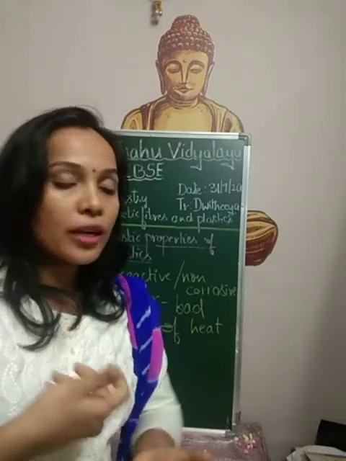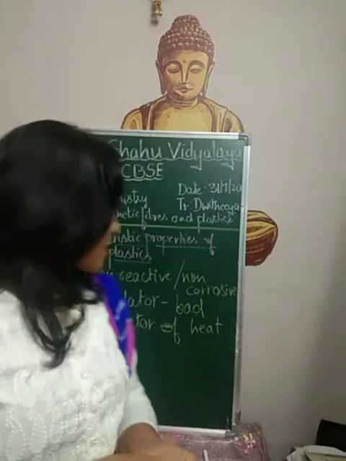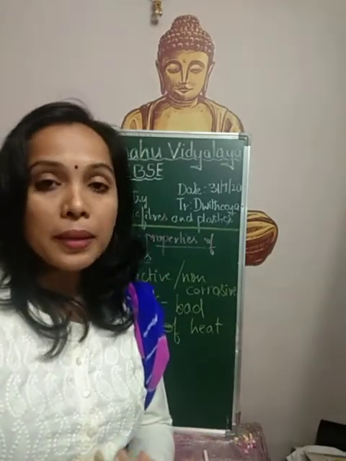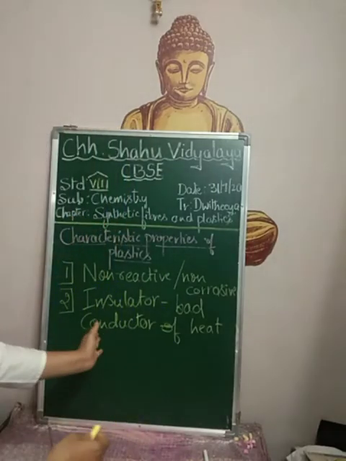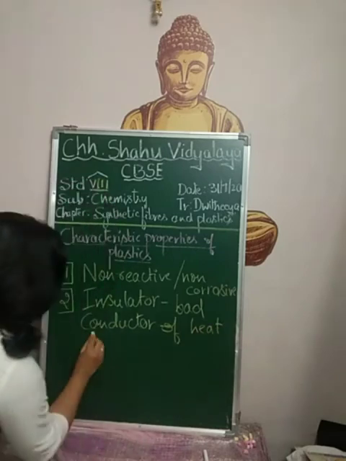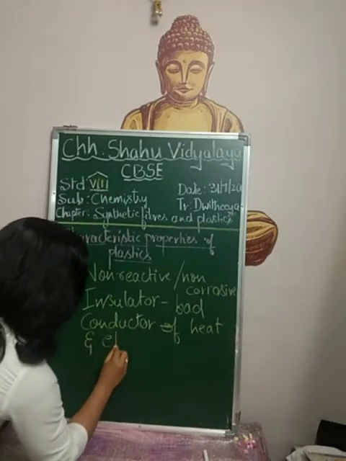Saucepan handles and cooker handles are made up of bakelite because they are bad conductors of heat. They are heat resistant also, and they do not become hot, right? That's why plastic is a better option. Then it's also a bad conductor of electricity.